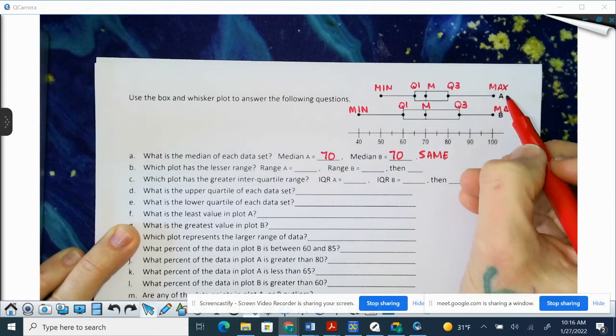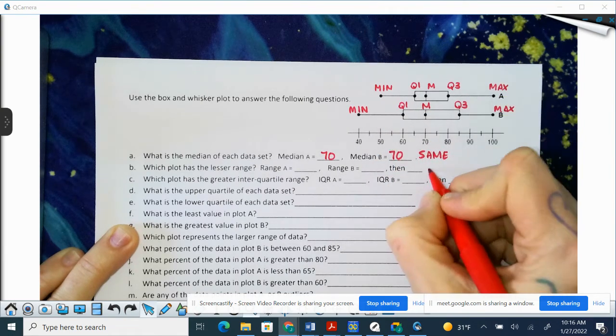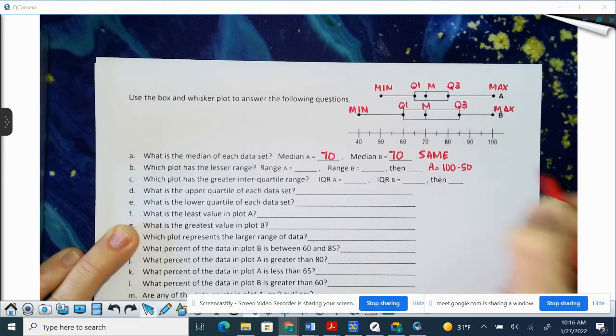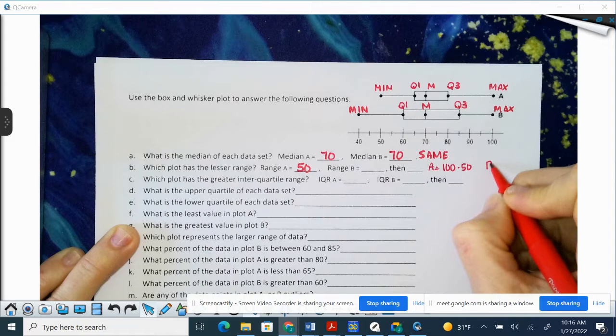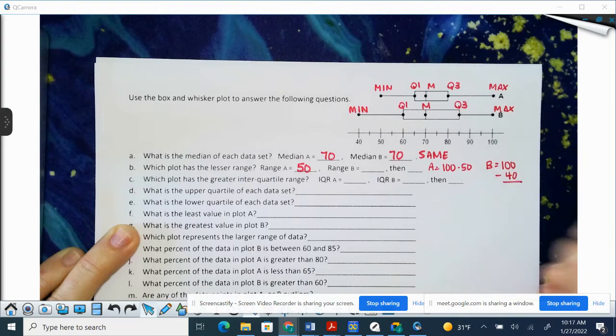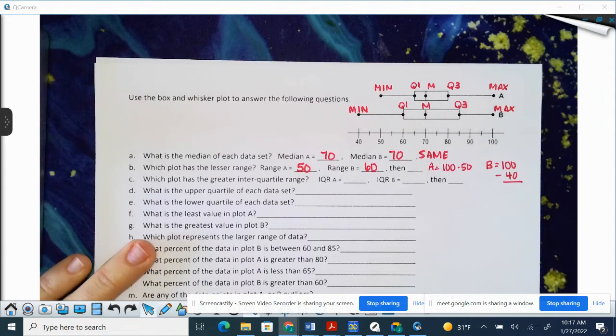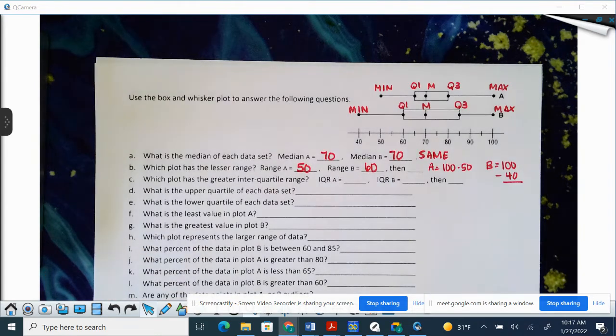So range A is going to be 100 minus 50. So range A is going to be 50. Range B is, again, our max is 100, but it goes all the way down to 40. So then our range B is 60. So the answer would be range A is the smaller range. So less spread out, less range. All the numbers fall between 50 and 100.